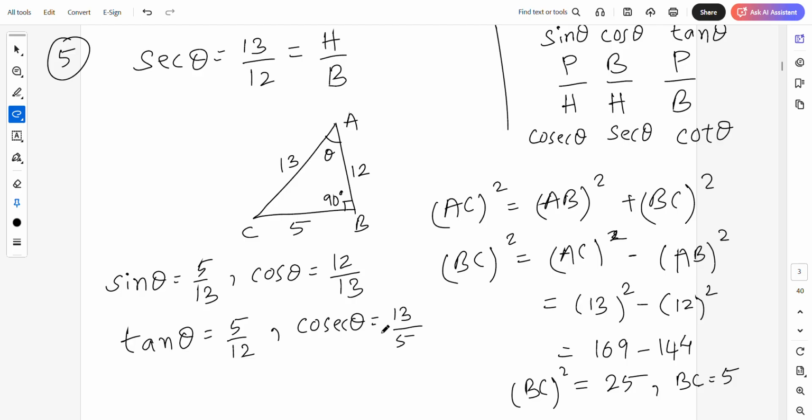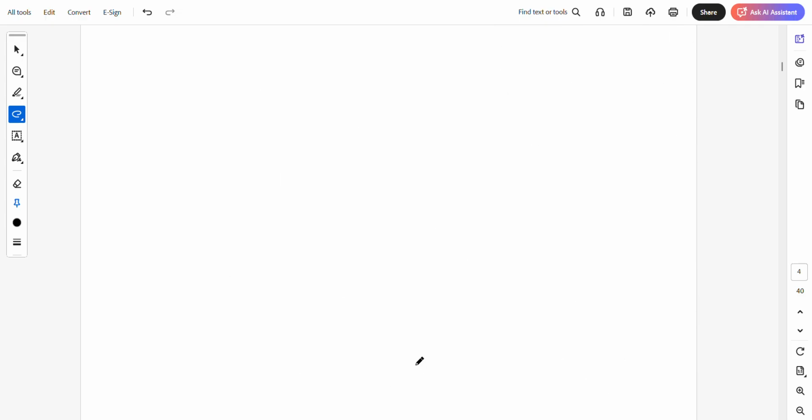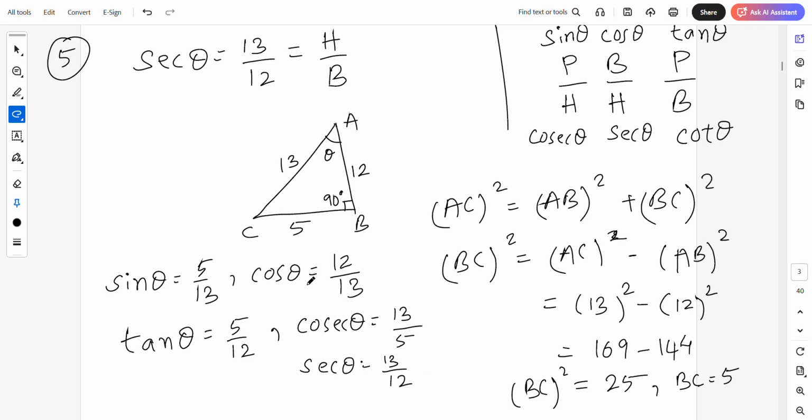Okay, what is secant theta? Already they have given secant theta, that is equal to 13 by 12. And the last one is what? Cot theta. Cot theta is the reciprocal of tan theta, and tan theta is 5 by 12, so cot theta is 12 by 5. Hope you have understood this one.